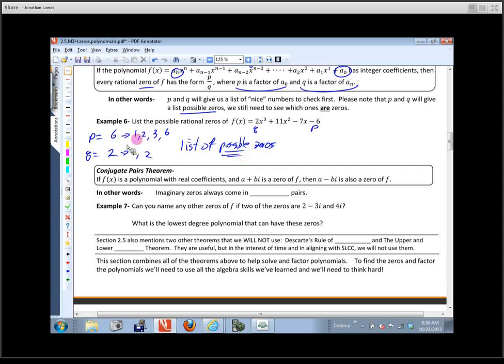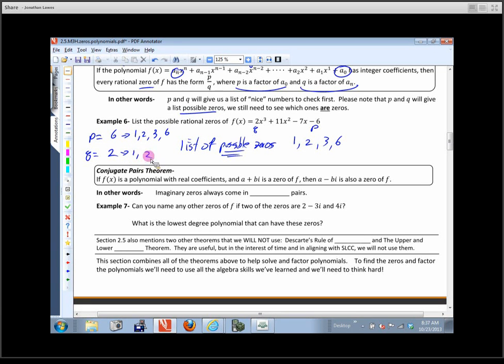So what we do is we take each number in this list, each one of the factors of P, and we take turns putting it over the factors of Q. So the first thing I'm going to do is 1 over 1. 1 over 1 is 1. 2 over 1. That's 2. 3 over 1. That's 3. 6 over 1. That's 6. So I've taken each one of these factors of P and I've put it over that first factor of Q.